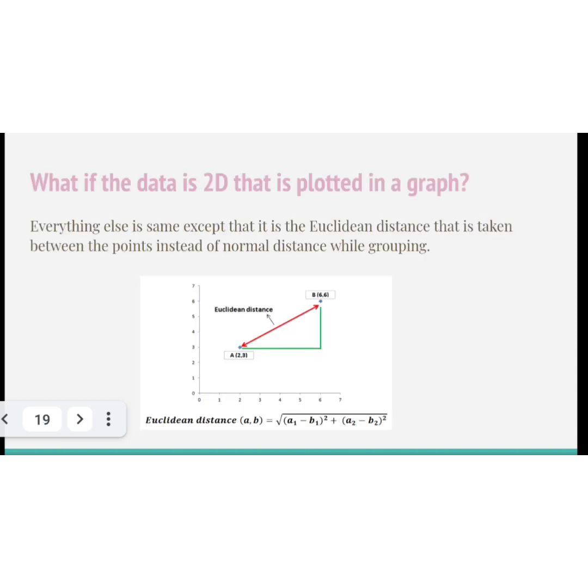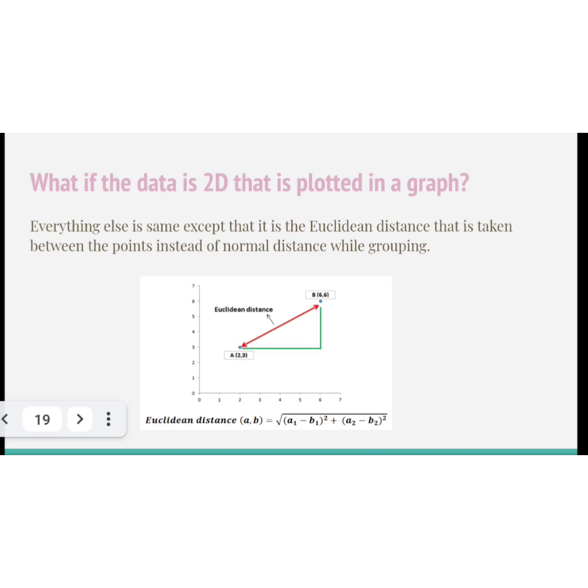Now, till now, I had been explaining the k-means process in 1D data. That means the data points plotted in a single line. But that will not be the usual case. Usually, the data points will be plotted in a graph or in a 2D manner, or sometimes ND manner. We will have to use ND data also for doing the k-means process.